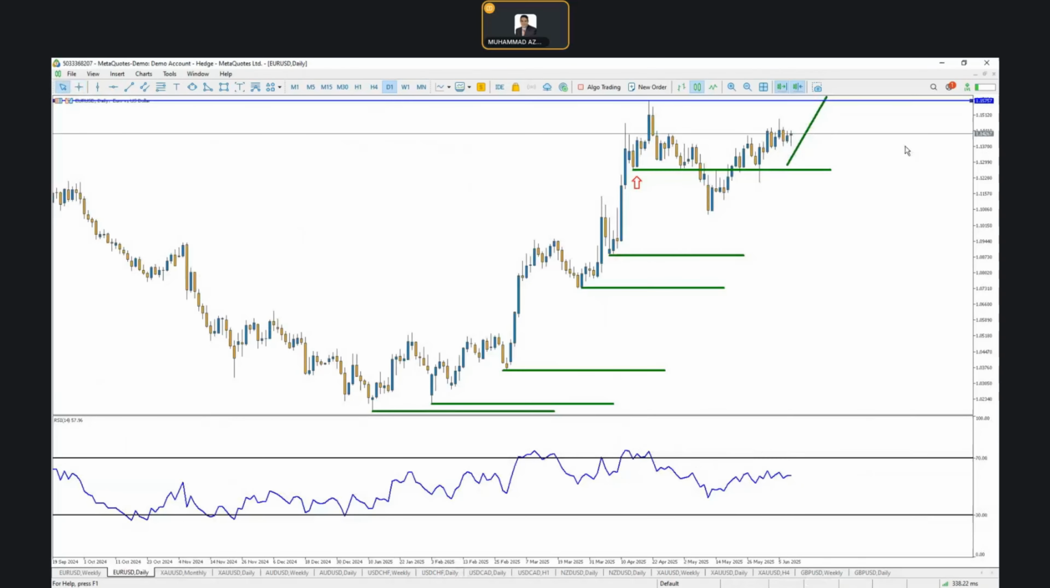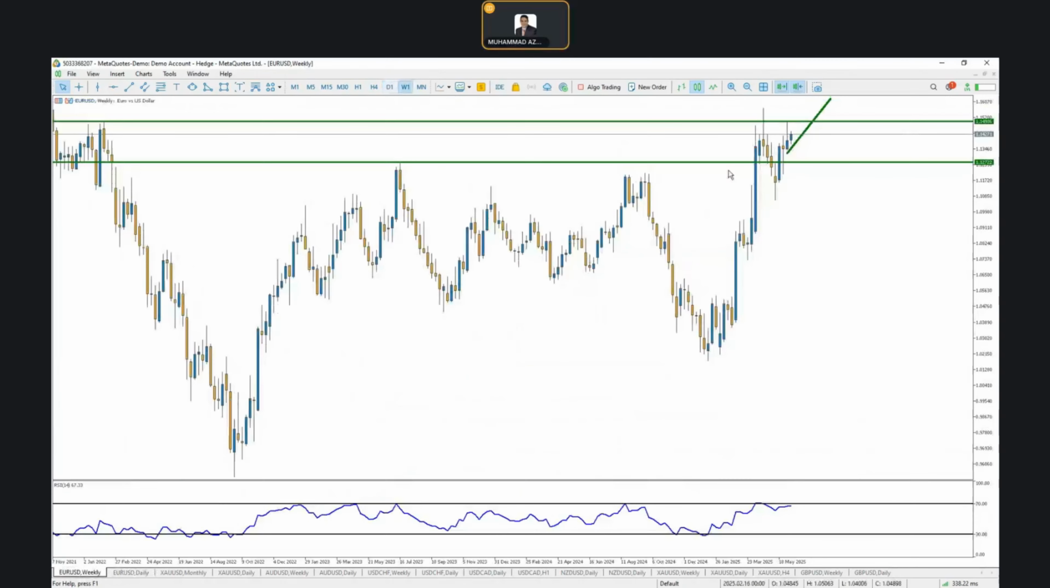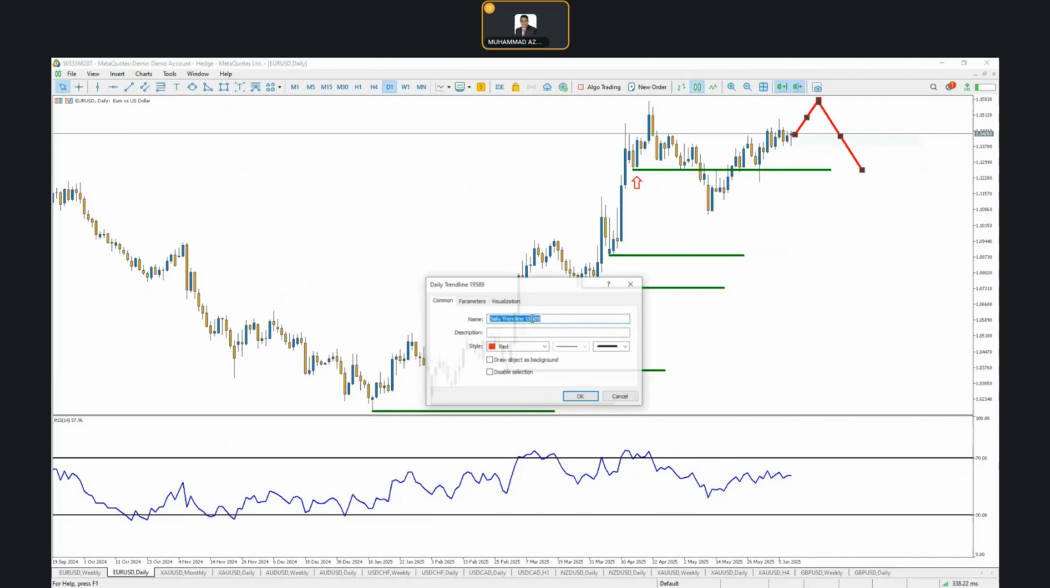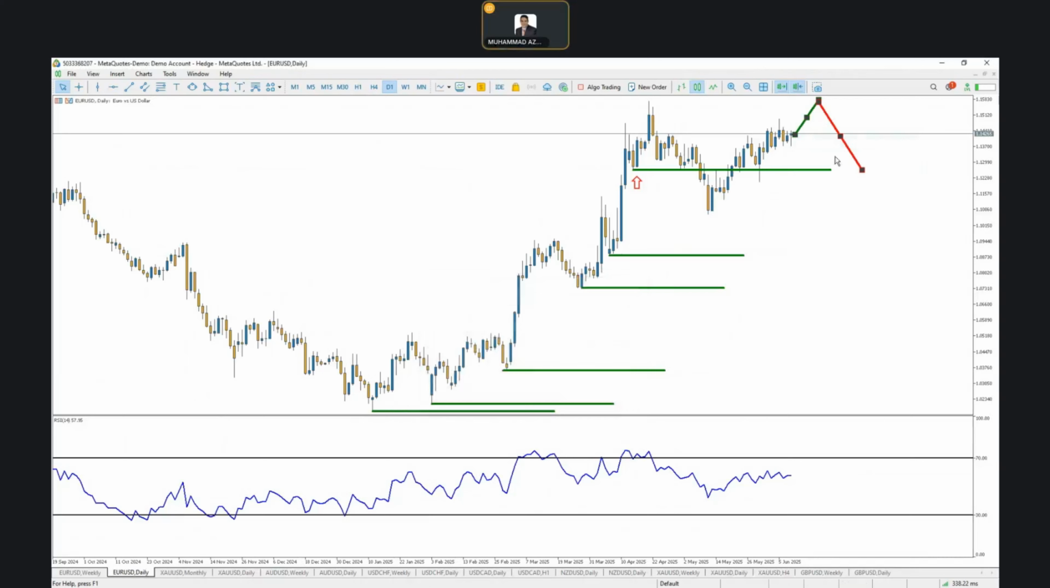Next one is the euro dollar. The way I see it, euro dollar is most likely going to rise up more. I know it's hitting these resistance zones up there, so it might try to retest them. It's probably going to rise up and then it's going to drop. So the way I see it, I expect further upside inside the euro dollar currency pair.